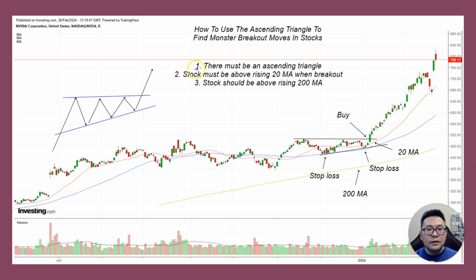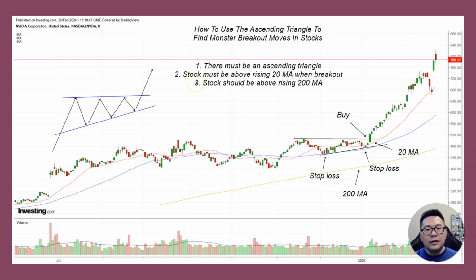Okay, first of all, let's look at the criteria. Number one, there must be an ascending triangle. There must be a chart pattern. If there's no chart pattern available, there's no trade. Secondly, the stock must be above the rising 20 MA during breakout. The 20 MA is the red line here. So during breakout, the stock must be above the rising 20 MA.